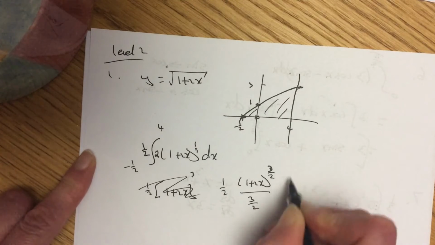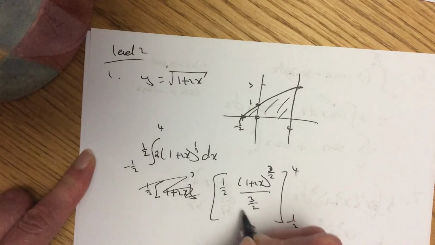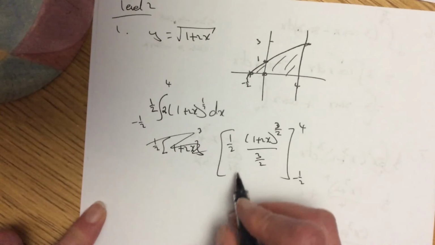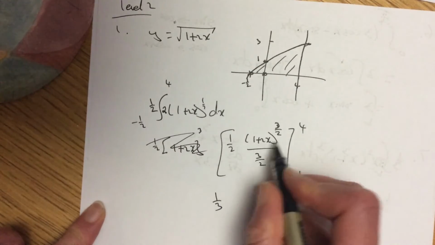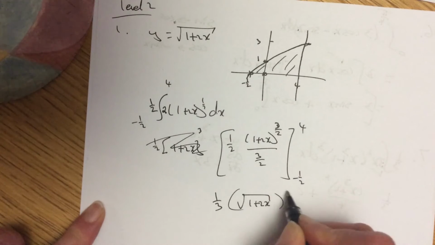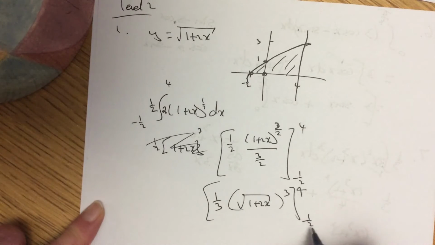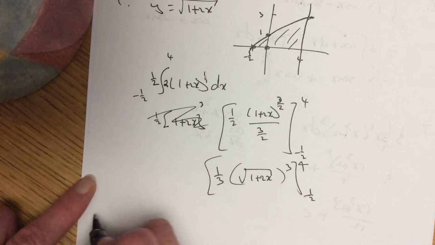Divide by the new number. And now put your wee square brackets and limits in. So that all tidies up to 1 over 3, and then that is the square root of 1 plus 2x cubed. And then all you have to do is sub in your 4 and sub in your minus a half.